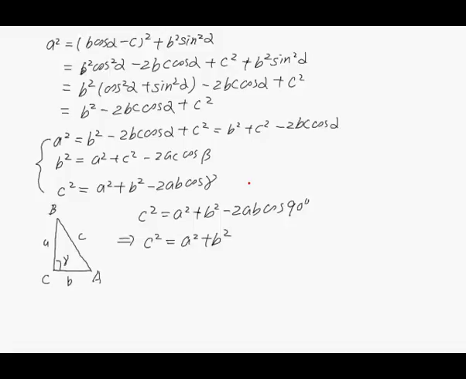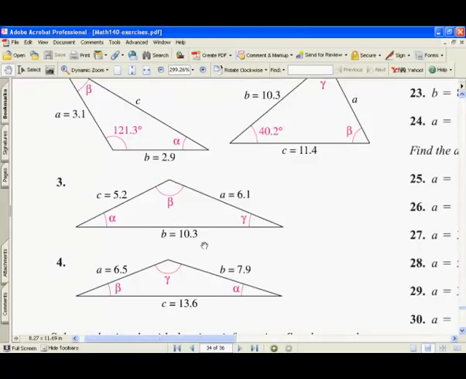So you can see the Pythagorean theorem is a special case of the law of cosines. Okay? So this is the law of cosines. Any question? Now let's go to page 596 and let's look at problem 4. We'll try to solve this triangle. So in this problem, we know the length a, length b, and length c. Then we need to find the three angles. Okay, so let's go to the whiteboard.